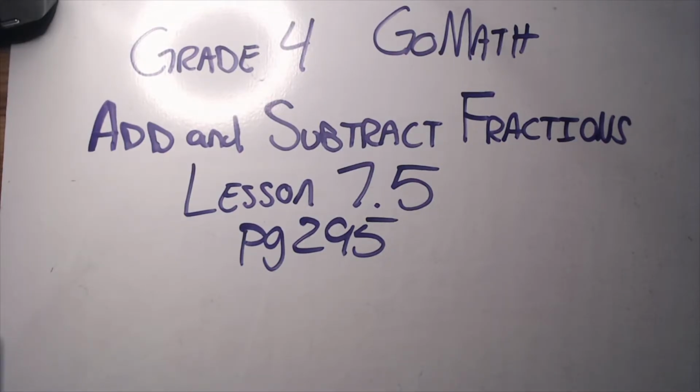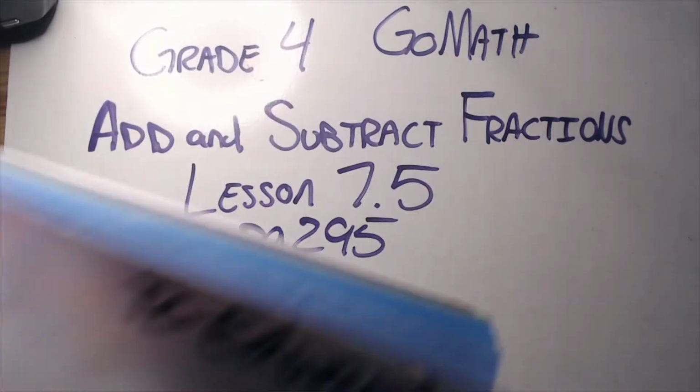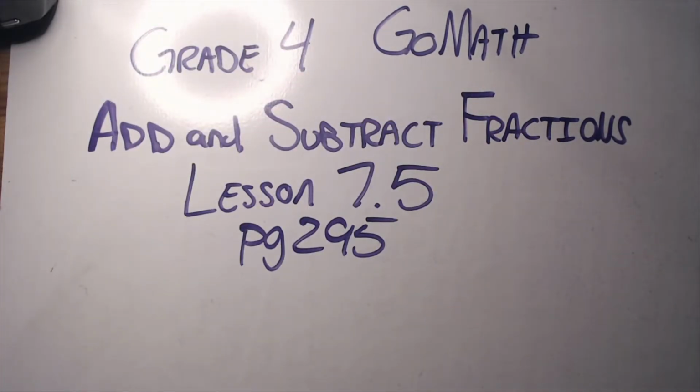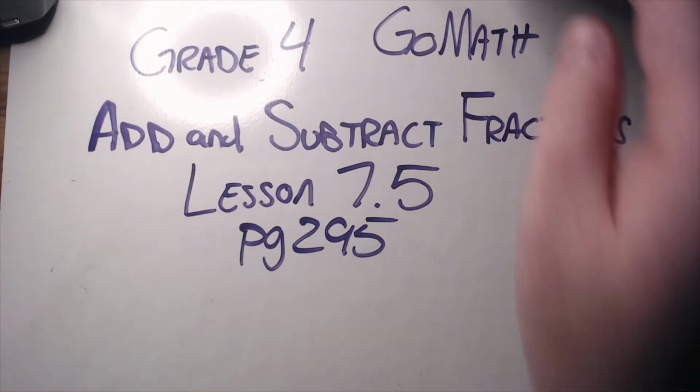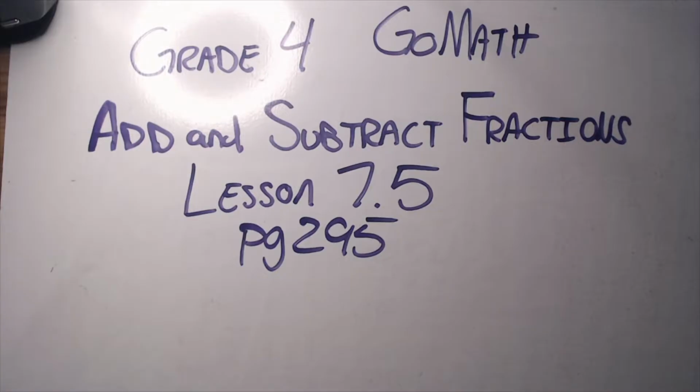This is grade 4 Go Math, adding and subtracting fractions, lesson 7.5 on page 295 in your Go Math book. So we're working with this right here, our regular classwork Go Math book. And again, today we're going to be adding and subtracting fractions. So look at that page number.